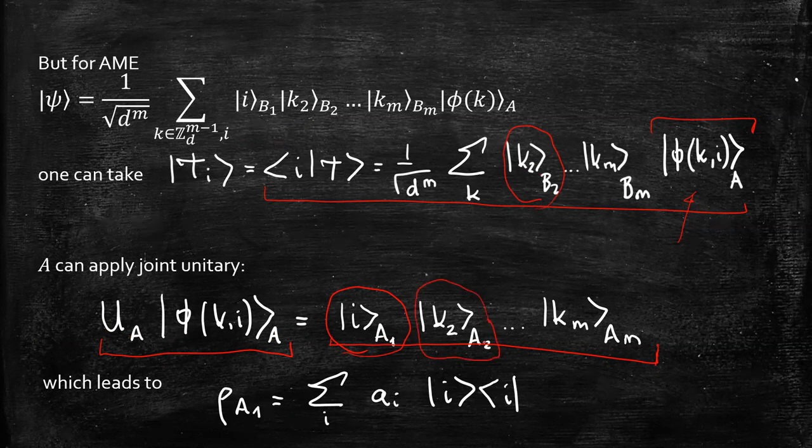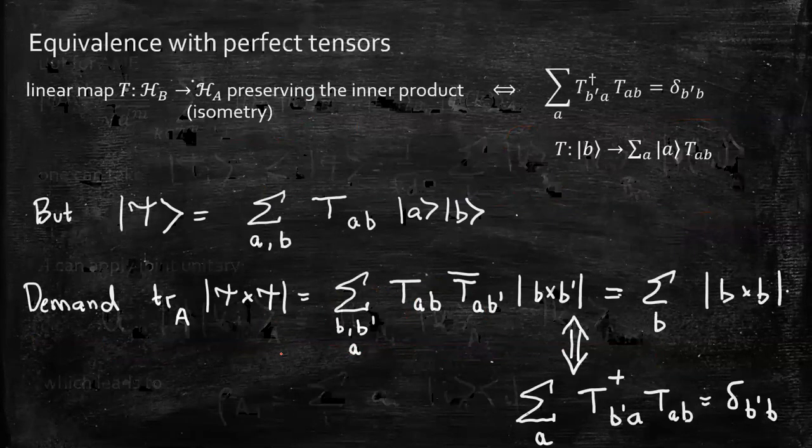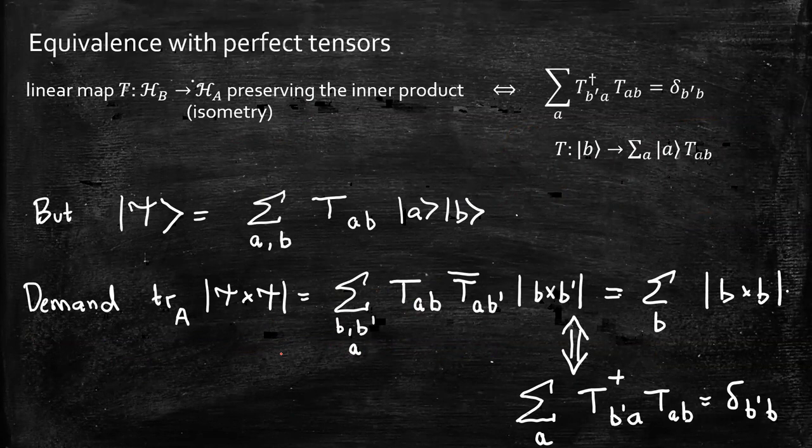So you can think about this unitary as a global operation on A that opens the communication channel between B and A, because then these entangled pairs between A2, B2, A3, B3, etc. can be used for teleportation. But this opening of a channel is only possible when all of the parties in A cooperate to perform this global unitary. Those are the basic properties of absolutely maximally entangled states.